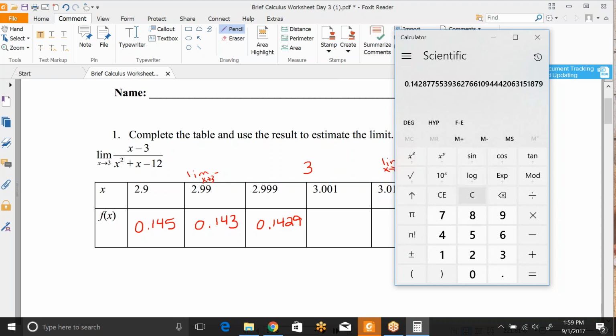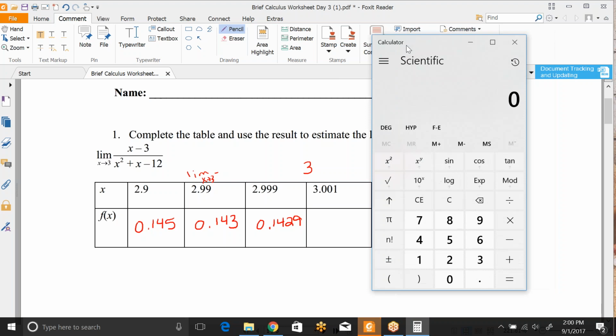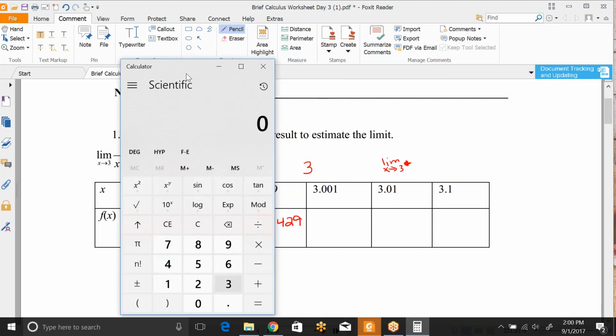So now we're going to look at it from the other side. So we plug in 3.1 minus 3. On the bottom, we're going to be dividing by 3.1 squared, and then plus 3.1 minus 12, close parentheses. So that's 0.141.